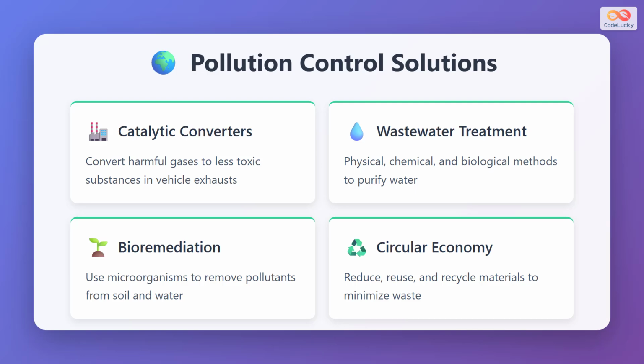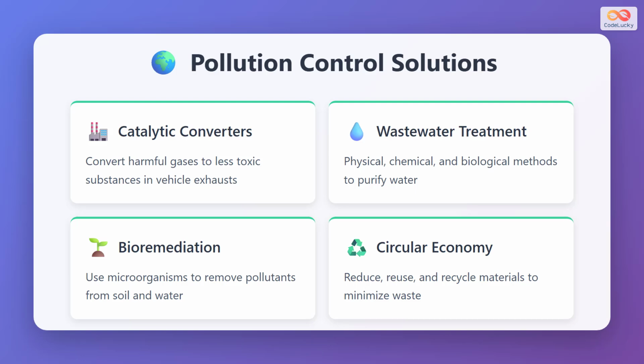Wastewater treatment employs physical, chemical, and biological methods to purify contaminated water before returning it to the environment. These multi-stage processes remove suspended solids, dissolved chemicals, and pathogens.